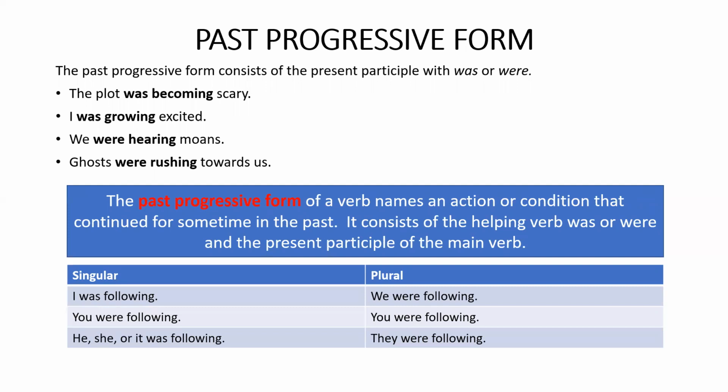The past progressive form of a verb names an action or condition that continued for some time in the past. It consists of the helping verb was or were and the present participle of the main verb. So the given chart with an example with singular and plural verb is given.